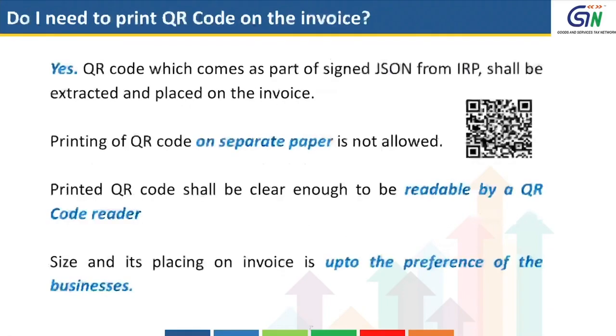Do I need to print QR code on the invoice? Yes. QR code, which comes as part of signed JSON from IRP, shall be extracted and placed on the invoice copy. However, printing of QR code on a separate paper is not allowed. The printed QR code shall have sufficient resolution to be read by a QR code reader. Once these are ensured, the size and placing of the QR code on the invoice is up to the preference of the businesses.